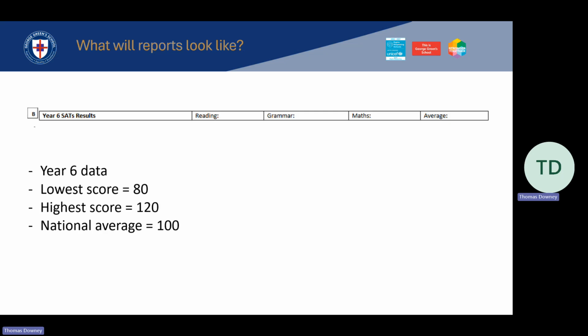Below this, there'll be some figures that are from the Year 6 SATs results that will not change throughout Year 7 to 9. And this just shows us the data that a student received in their SATs in Year 6. The lowest score is 80, the highest score is 120, and national average is 100.